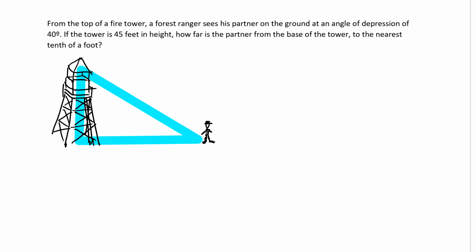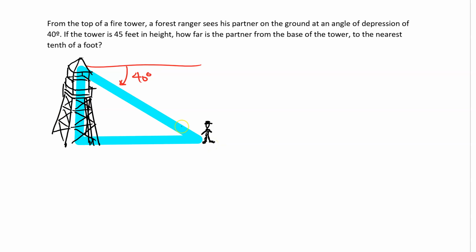Okay. So what you're going to see is I've drawn in a triangle, but really I've taken the time to draw the fire tower right here, right? And we also have the partner, but it's an interesting situation because we are talking about an angle of depression. That means when you're looking out on the horizontal, we have an angle of depression of 40 degrees. And they're looking down at the partner.